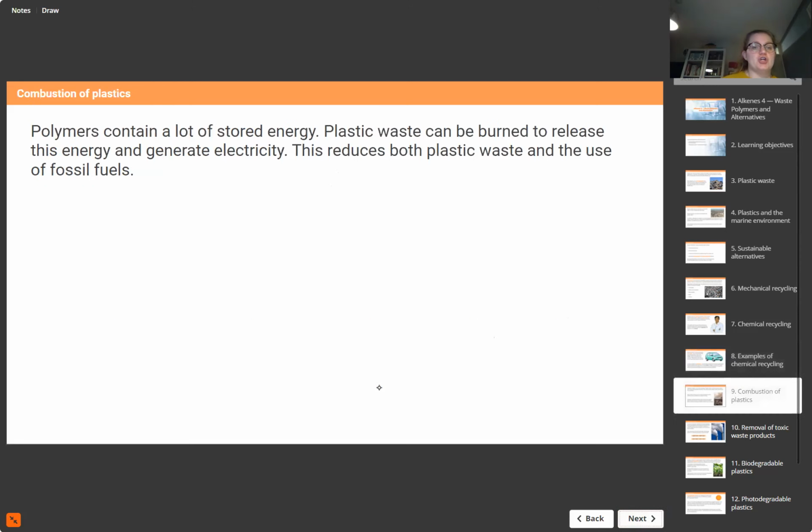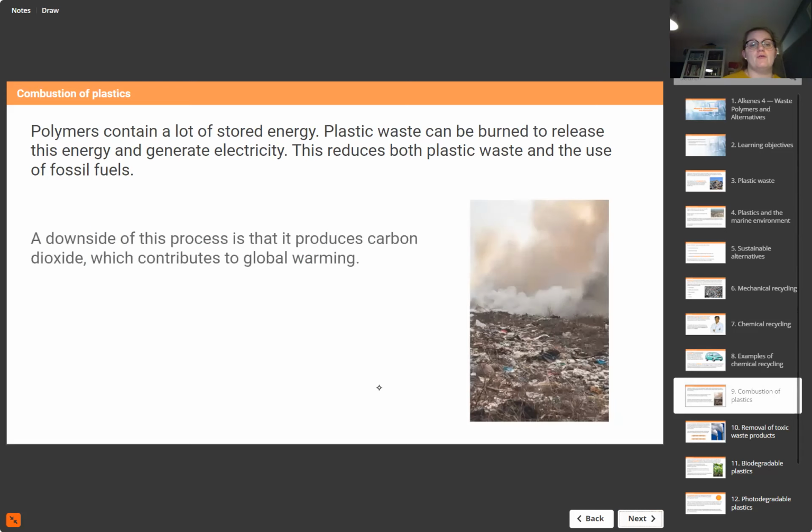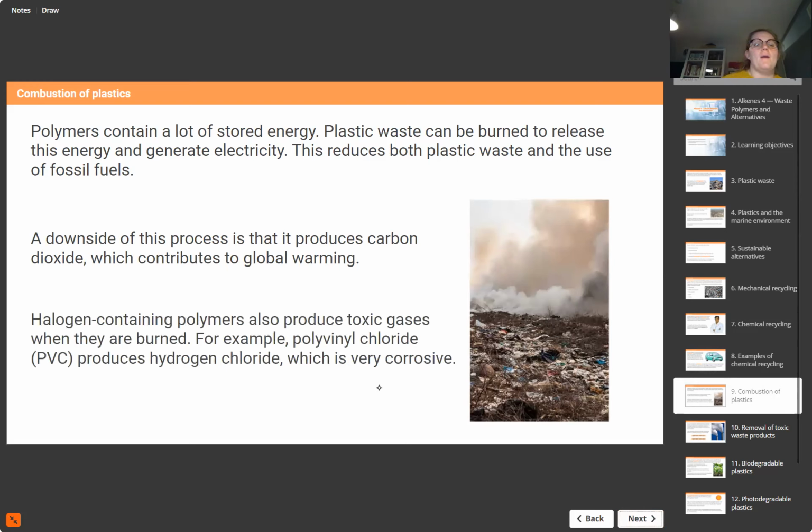So combustion, we could burn plastics. Polymers have a lot of energy inside them. We can burn them to release this energy, and use it for electricity. That's great, you think, because it reduces plastic waste and the use of fossil fuels. But it produces carbon dioxide, which contributes to global warming. So it has a massive negative. So again, it's that balancing act. Is this sensible or not? But we have something that could help.